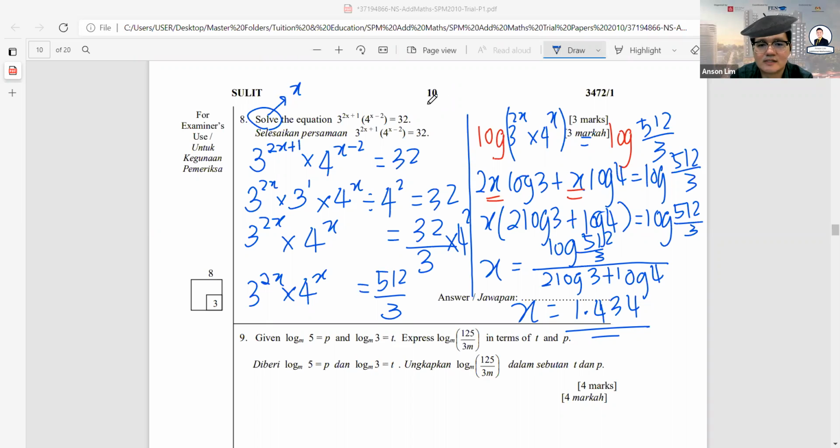So this is indices that involve log. Behind the decimal place, you need to put 3 or 4, not what your friend says, like 1.4. How many places? In the exam, at least 3 significant figures. Because the question didn't say anything, you just put 3 to 4. 3 to 5 significant figures will do.